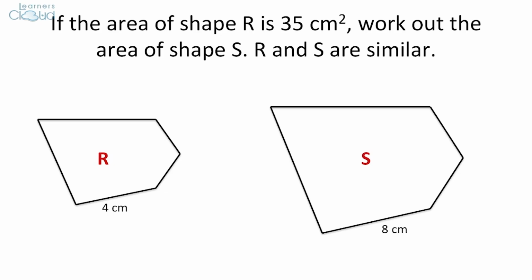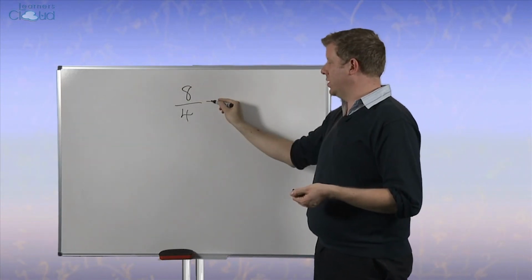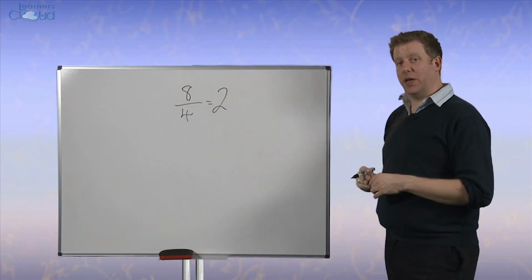Okay, so let's look at this first question. We have two similar shapes, R and S. They give us a pair of corresponding sides, so we can work out how much bigger one is than the other. And they also tell us that the area of shape R is 35 centimetres squared. And the question asks us to work out the area of shape S. So, before we do anything else, we need to work out how much bigger shape S is than shape R. And you should be able to tell from the sides we've been given that shape S is twice as big as shape R. Remember, if you can't see that, divide the longer side we're given by its corresponding shorter side, and it tells you how many times bigger it is.